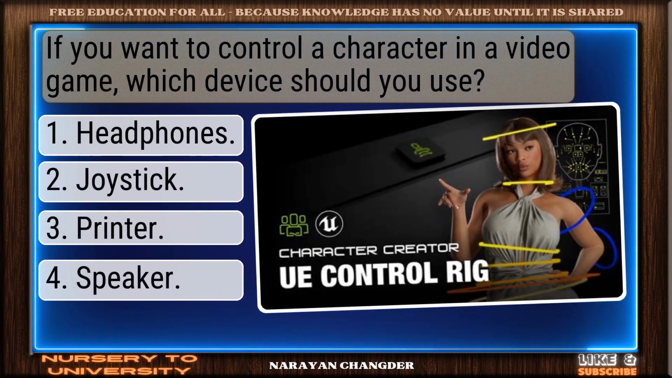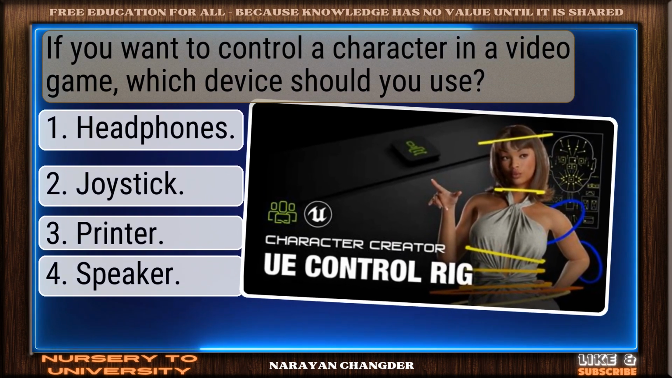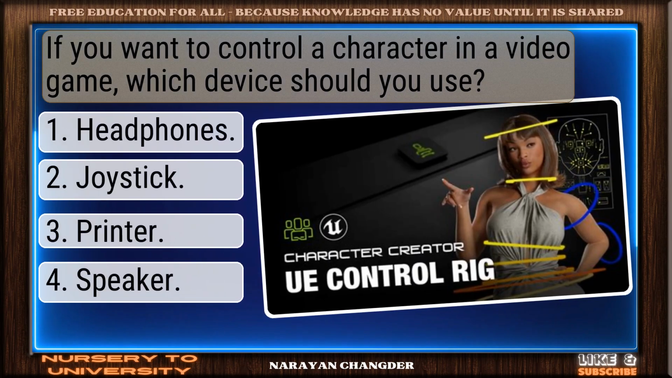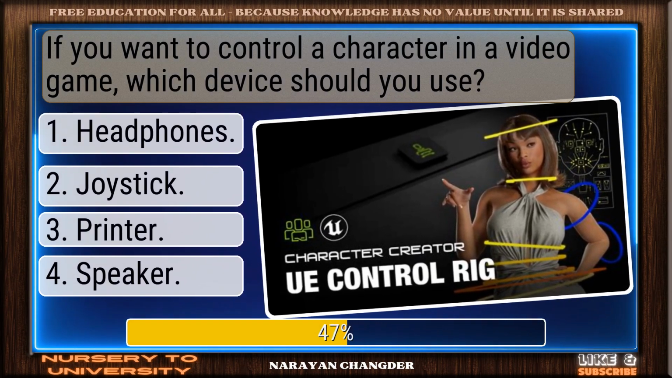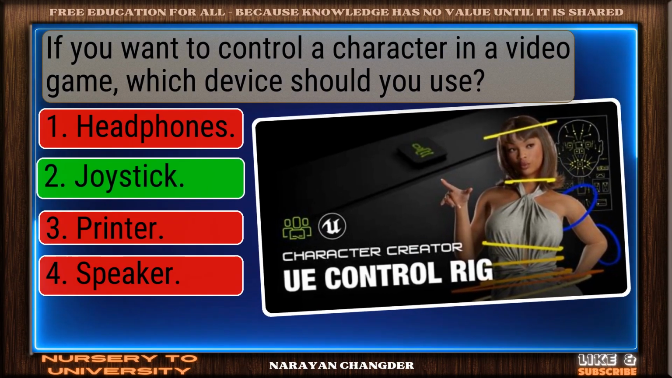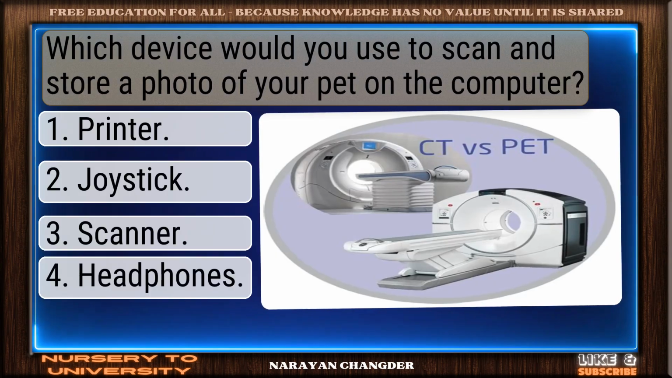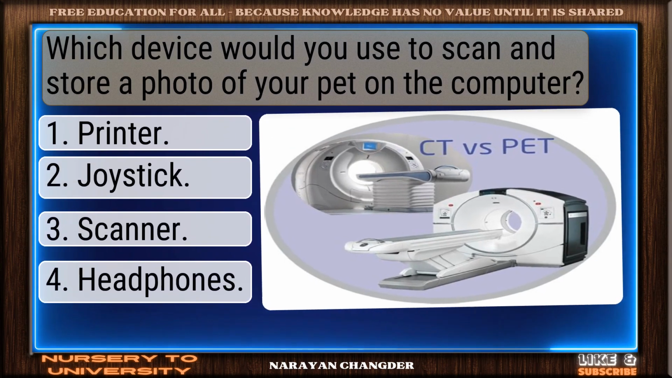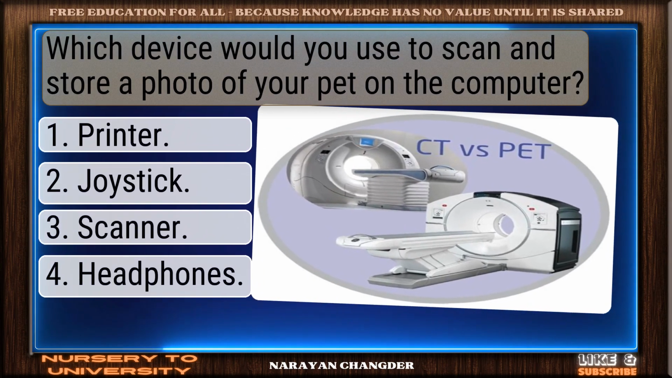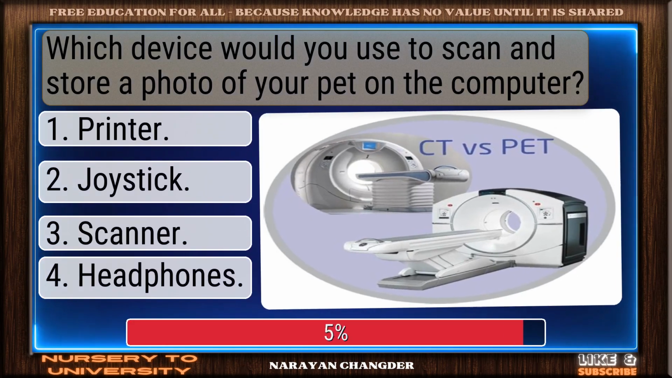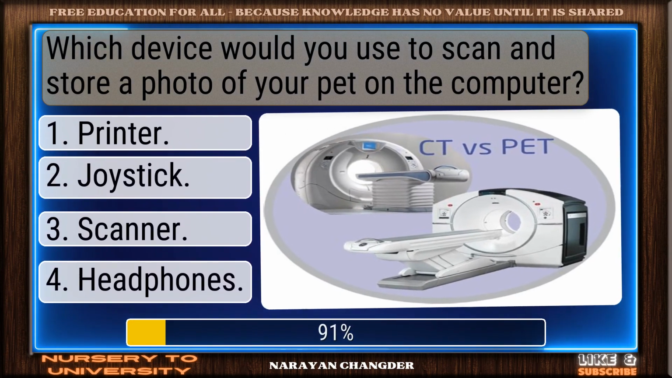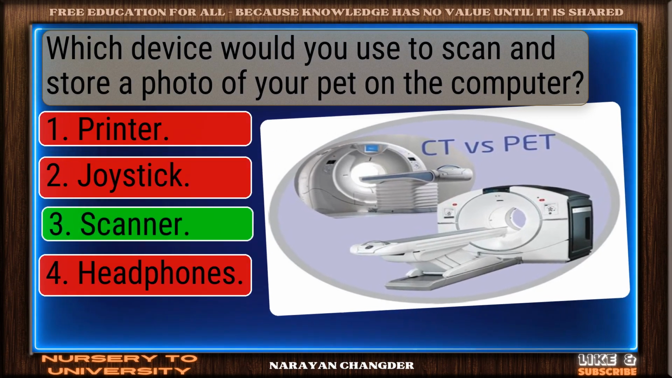If you want to control a character in a video game, which device should you use? Correct. Joystick is spot on. Which device would you use to scan and store a photo of your pet on the computer? Valid point. Scanner is true.